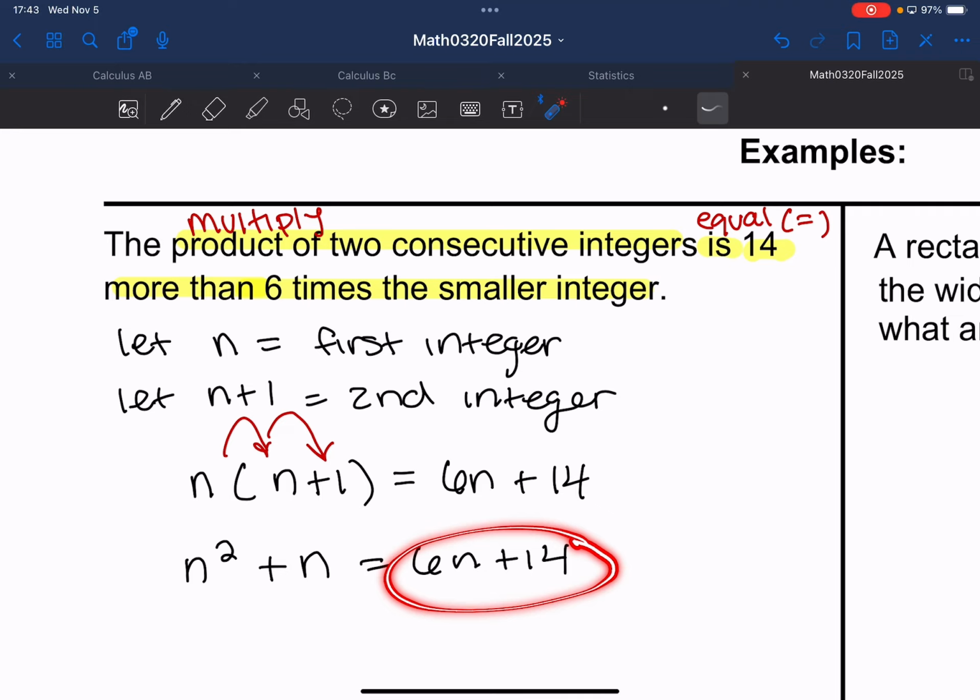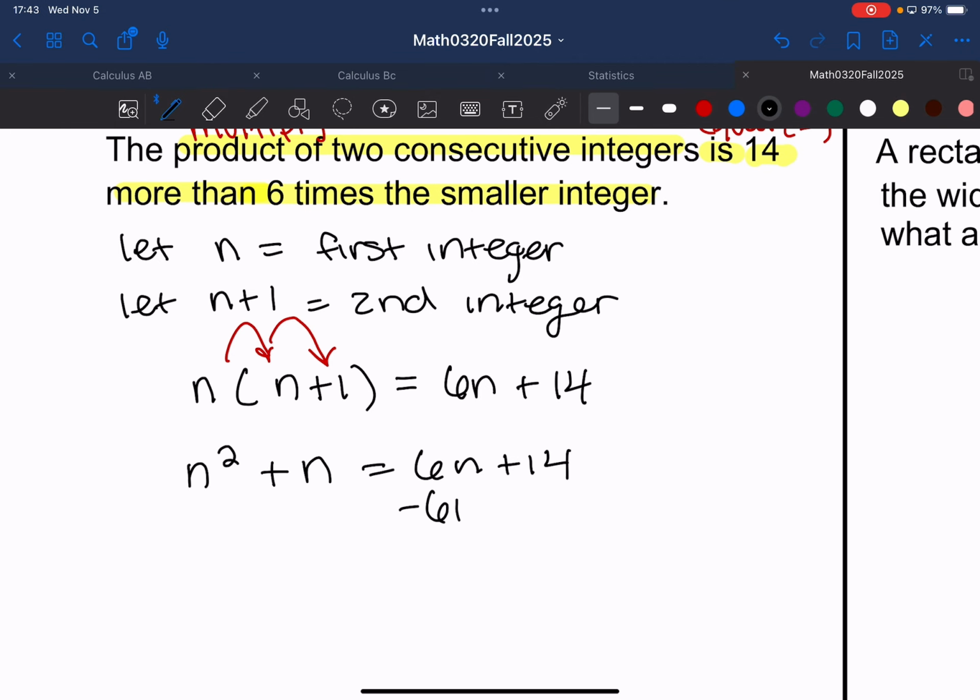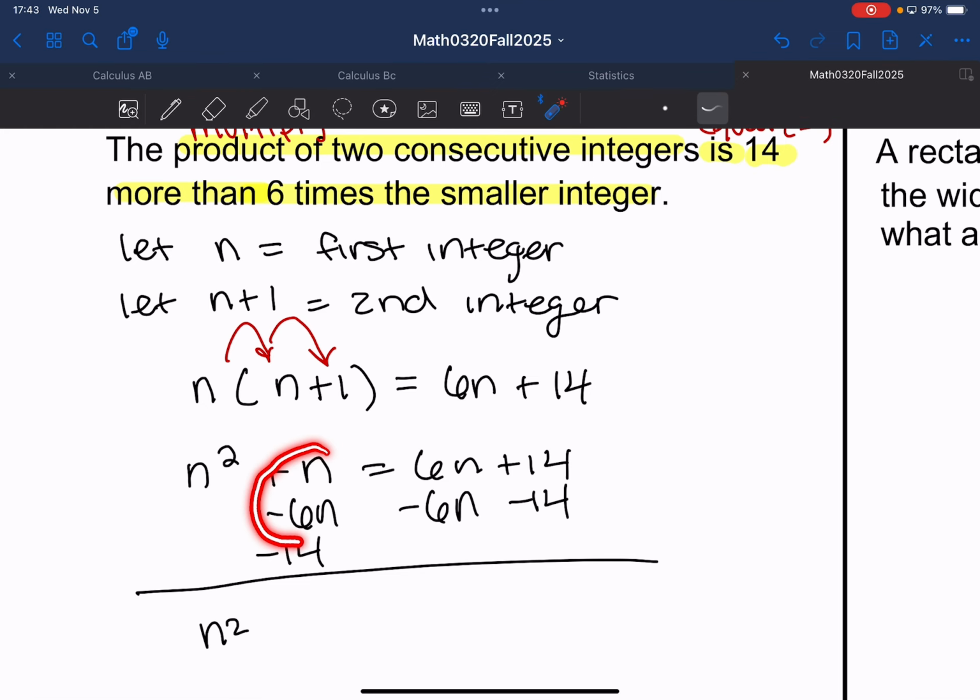Okay, then this is equal to 6n plus 14, and we want this entire side to equal 0. So what am I going to do with those two terms? Move them over. Am I going to move them over by adding, dividing? What am I going to do? Subtracting them over. Okay, so I have minus 6n and minus 14, which means I have n squared. And then what would this simplify to? n minus 6n. Negative 5n. And then I'm just going to bring down that minus 14 because I have nothing to combine it with, and then set that equal to 0. Okay.